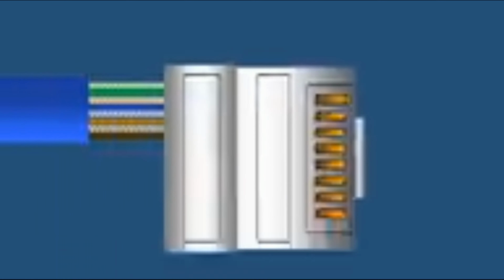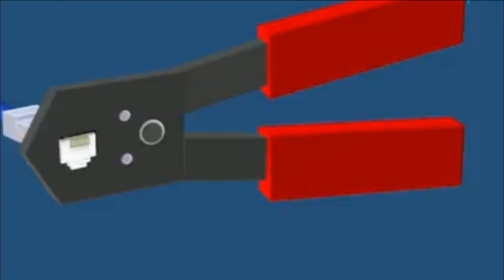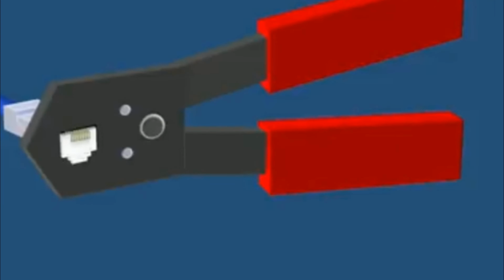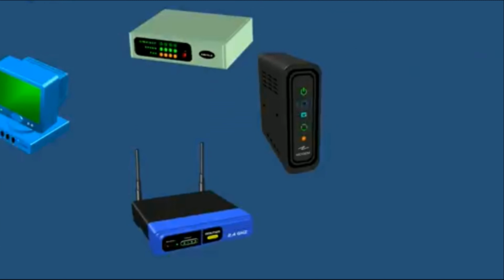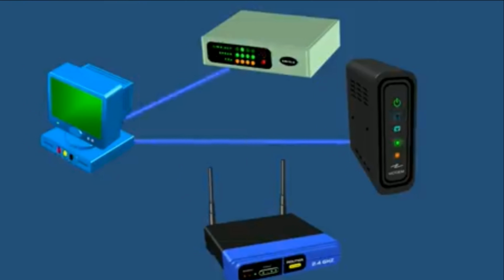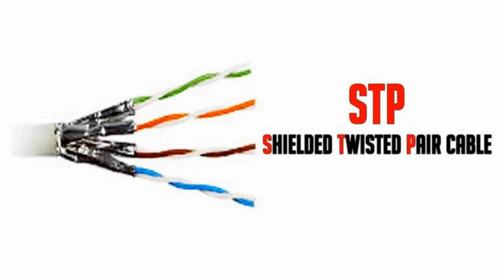This is done by using a wire crimper. A wire crimper crimps connectors to twisted pair cable. After you have inserted the wires into the RJ45 connector, just place it into the crimper, give it a squeeze, and then the cable is done. Then you can connect it to your router modem so that you can have internet access.